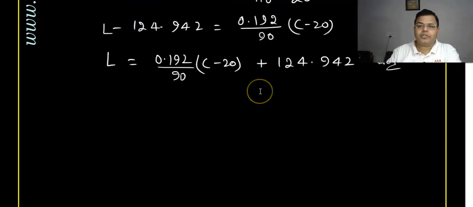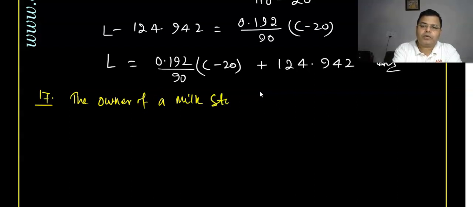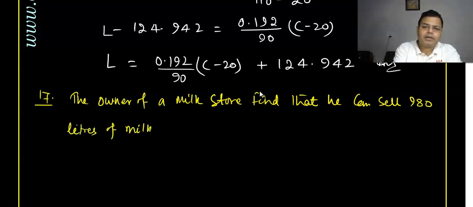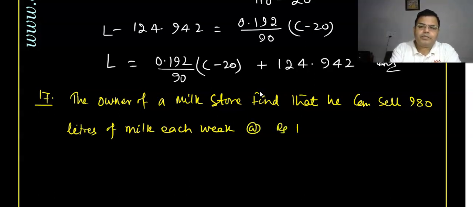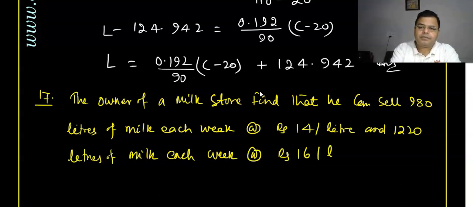Now the next question is question number 17. The owner of a milk store finds that he can sell 980 liters of milk each week at a rate of rupees 14 per liter, and 1220 liters of milk each week at a rate of rupees 16 per liter.